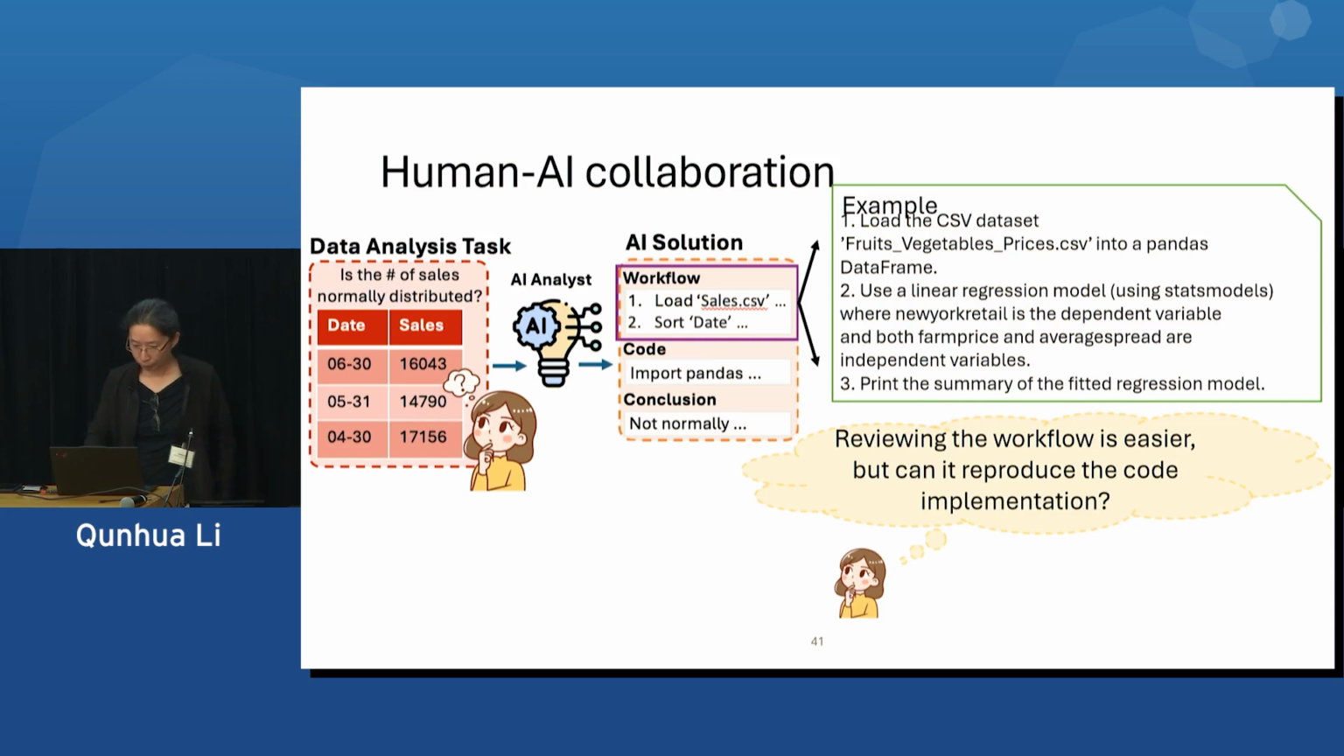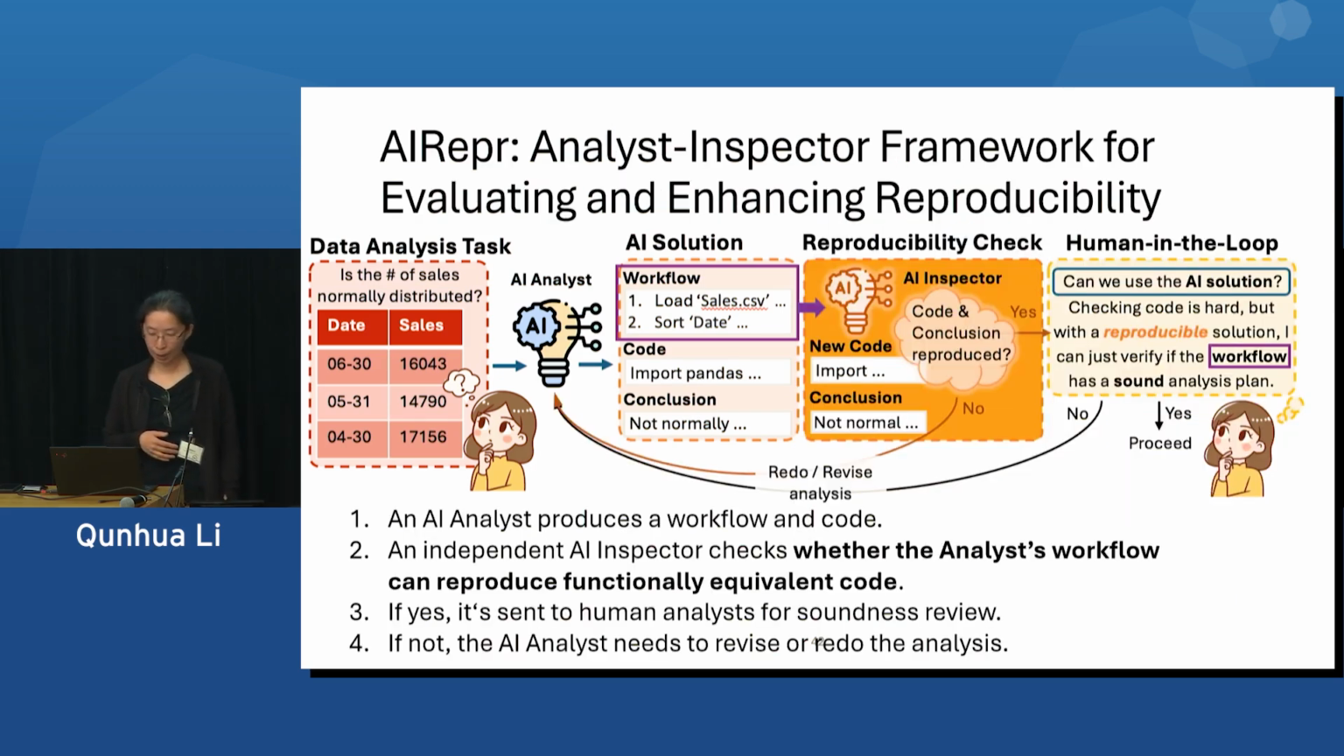Okay, so this is related to the kind of documentation I talked about at the very beginning. So what we did is we want to have a reproducible workflow such that as a human analyst, you can check the result and check the soundness. So what we did here is to follow this scientific process to define reproducibility. We have this framework, we call the analyst-inspector framework.